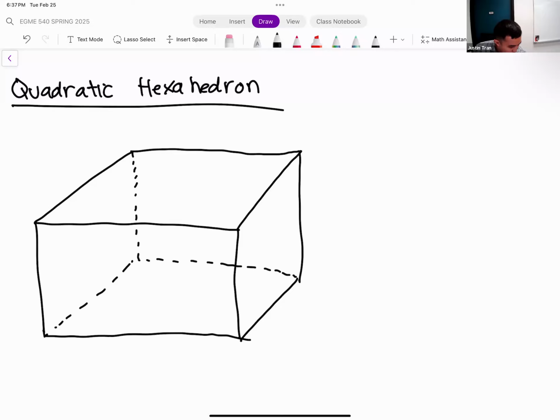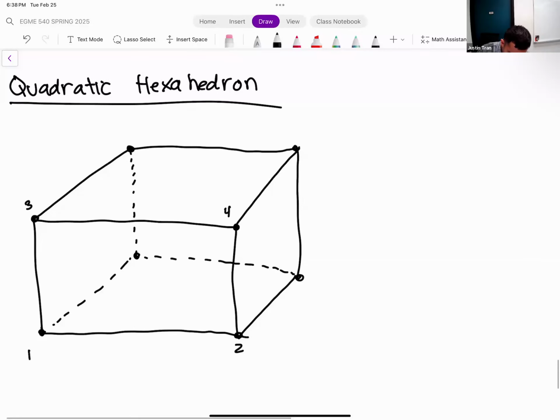Okay, so there's our hexahedron. Let's go ahead and start counting the nodes. Let's start with the vertices. 1, 2, 3, 4, 5, 6, 7, 8. Okay, we got all the vertices. We got all the mid nodes.